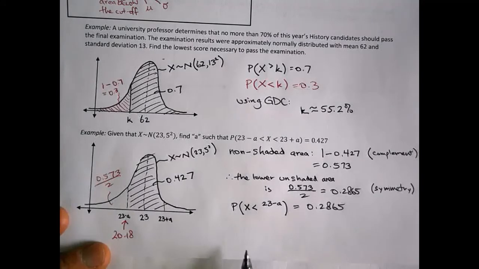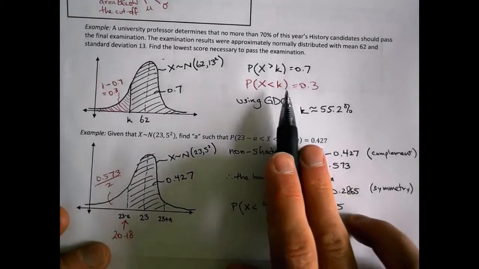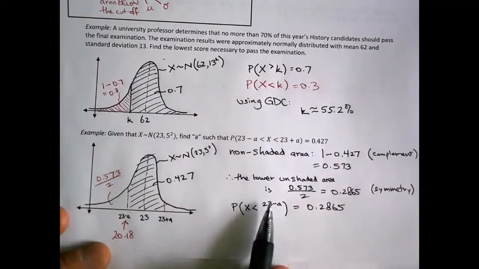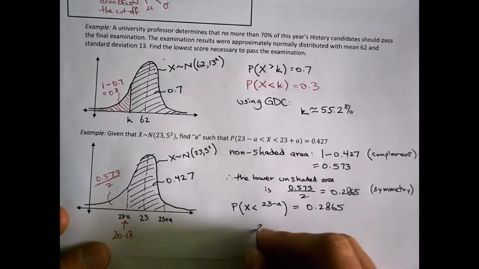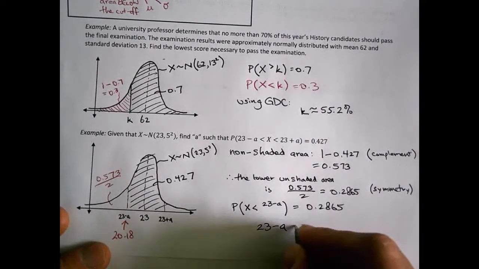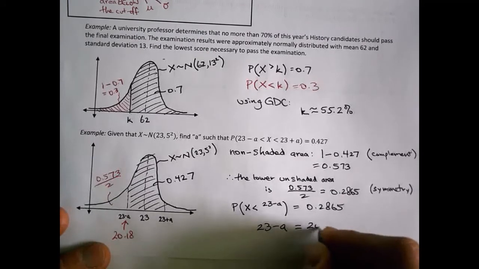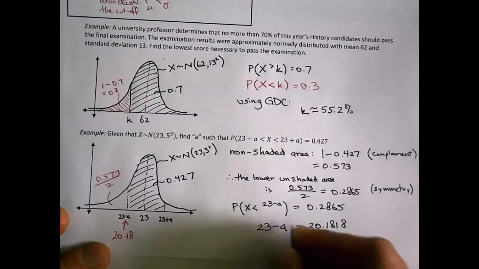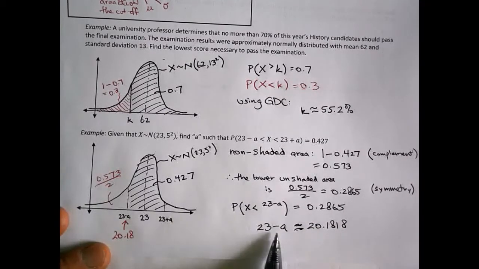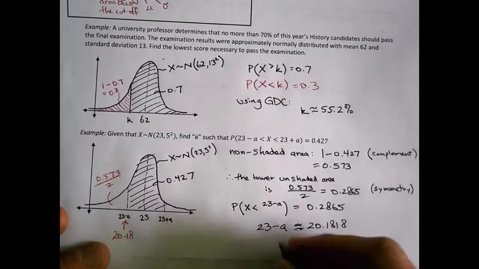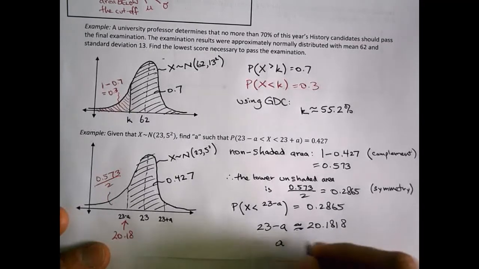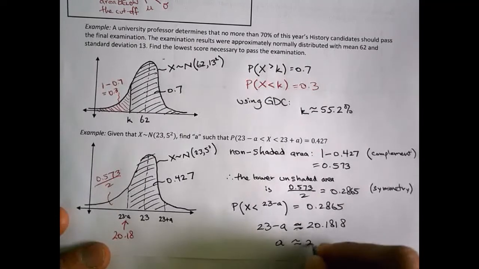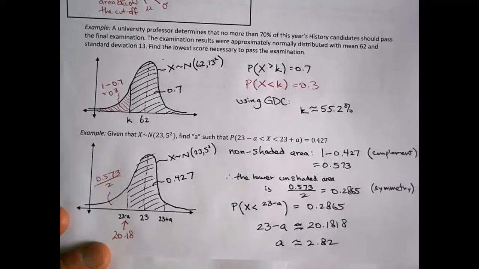So look at how we did it. Usually, when we get our calculator result, it's just k is equal to the result. But in this case, it wasn't. The cutoff isn't called k. The cutoff is called 23 minus a, which is equal to 20.1818. Now to solve for a, I have to do some algebra. Subtract 23 from both sides, and I end up with 2.82 as my answer.